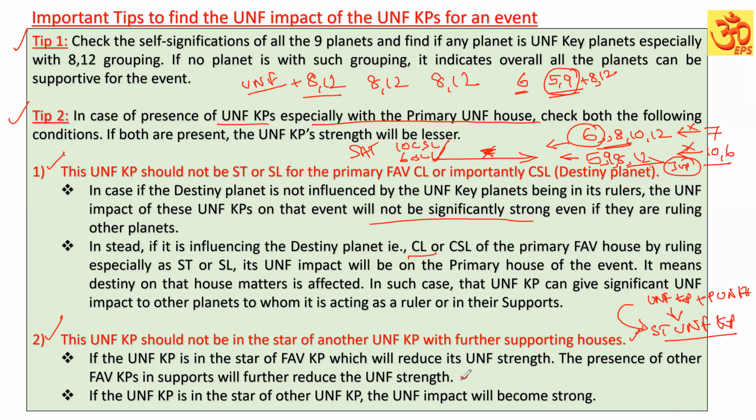This point I already discussed in the earlier point. Based on that, only this condition has also been brought in. If the unfavorable key planet is in the star of another unfavorable key planet, the unfavorable impact will become very strong, right? So when you find unfavorable key planets, there are two things we have to check.